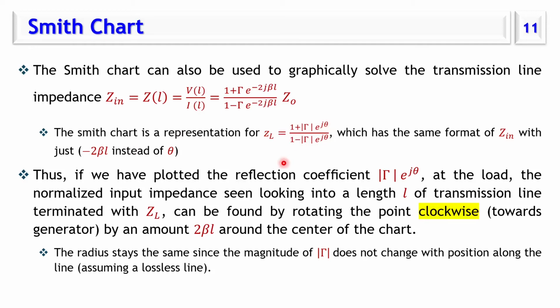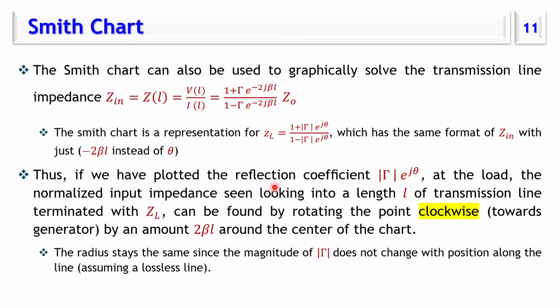The input impedance has the same expression. If we talk about the normalized input impedance, it will have the same expression, but theta is replaced by e to the minus j beta L. And you need to notice that gamma here is the complex quantity, gamma here is the absolute quantity. So because of this similarity between the calculation of input impedance and load impedance, we can use a Smith chart to graphically find the input impedance.